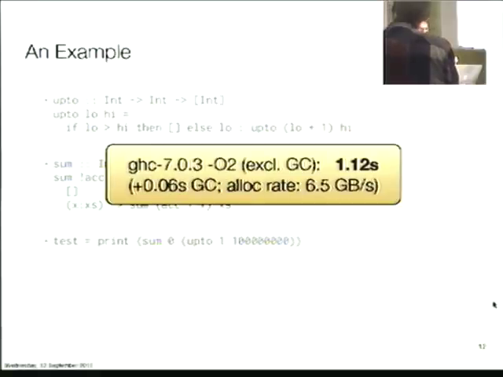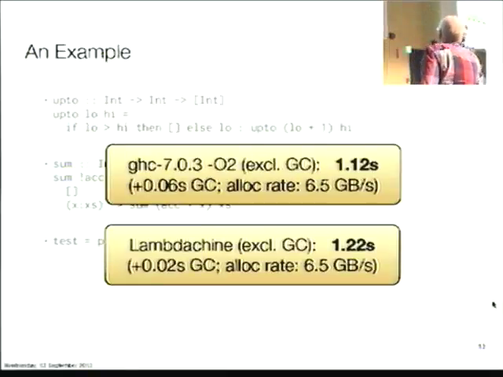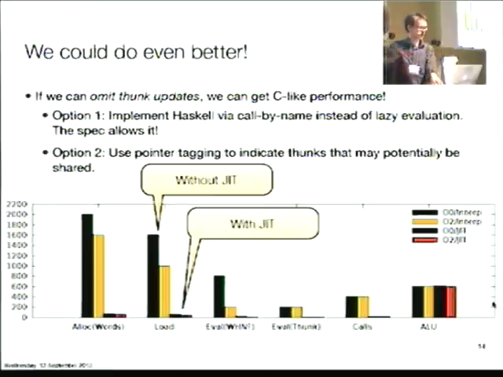So this program in GHC, a slightly older version, with full optimization takes 1.12 seconds. That's only the program time, excluding the garbage collector. And, drumroll, the JIT compilation version is slightly slower. The reason is, if you look at this, my garbage collector for some strange reason is faster, but the allocation rate is the same. So actually GHC managed to do a little bit less allocation.